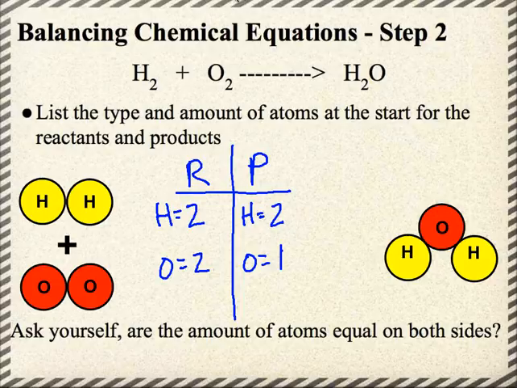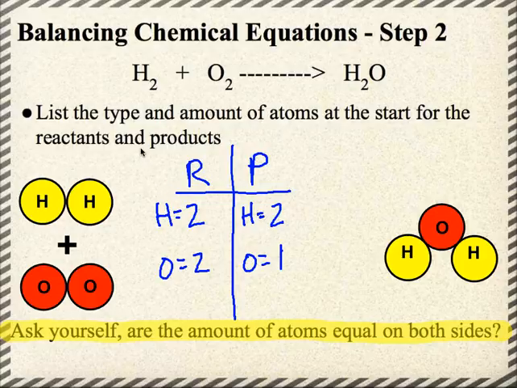And you always ask yourself this question. Are the amount of atoms equal on both sides? No. Okay? Now my hydrogens are. I have 2 hydrogens on both sides, which is fantastic. All right? But if I look at oxygen, I have 2 on one side and 1 on the other. And based on the law of conservation of mass, this equation cannot be written the way it is. All right? So that's what I'm going to do. I am going to list out all that stuff.